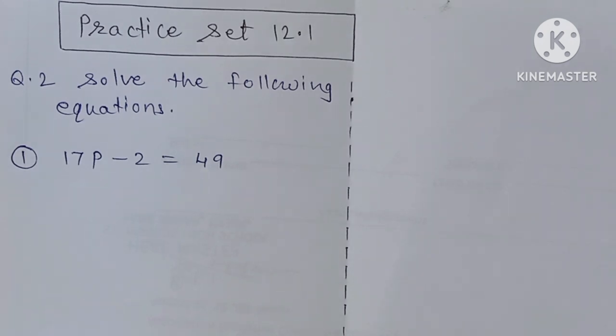Today we are going to solve practice set 12.1 question number 2. Solve the following equations. Here equations are given and you can solve it. First is 17p minus 2 is equal to 49.